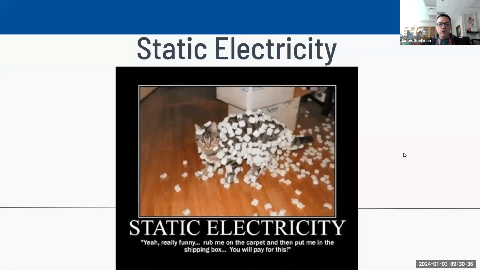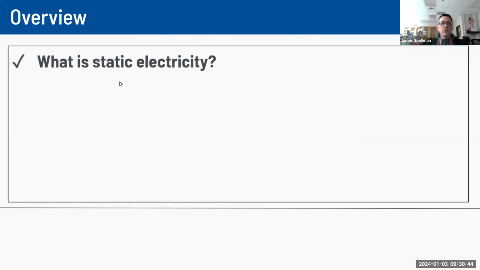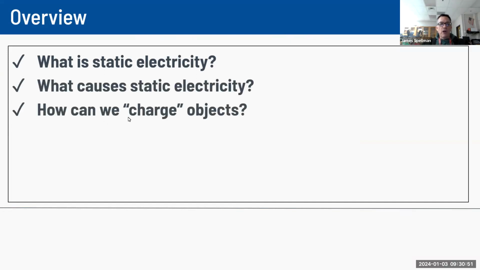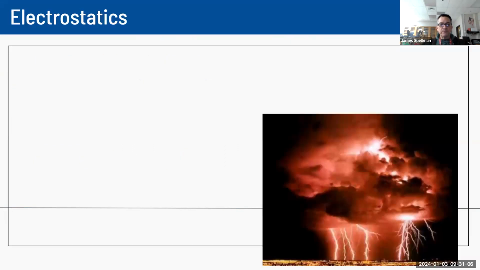We'll be talking about some things you already know about and have had some experience with, but we'll kind of science it up a little bit and try to get some scientific explanations. So as we're going through this today, we're going to try to answer some of the following questions. What is static electricity? What causes it? And how can we get objects to become charged? And some of the vocabulary, again: static electricity, conductors, insulators, friction, repel, positive, negative. Words that you probably have come across somewhere between 8th and 10th grade science already, but we're going to put them back together for you.